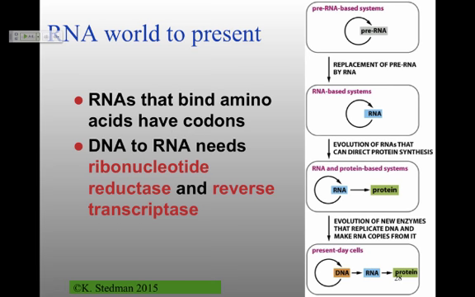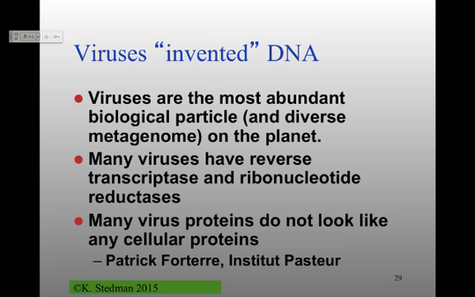We already talked about the retrotransposons. We talked about telomeres. All of these are reverse transcriptases. And you also need a ribonucleotide reductase. You need to go from RNA to DNA, so ribose to deoxyribose. Turns out that most of the diversity that you find in ribonucleotide reductases and reverse transcriptases you find in viruses. Exactly. So viruses invented DNA.